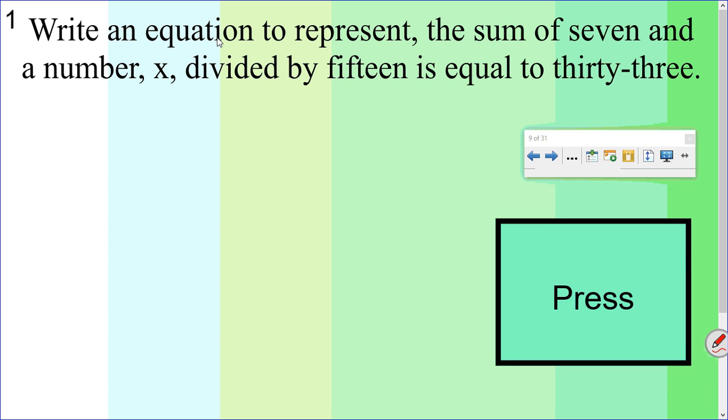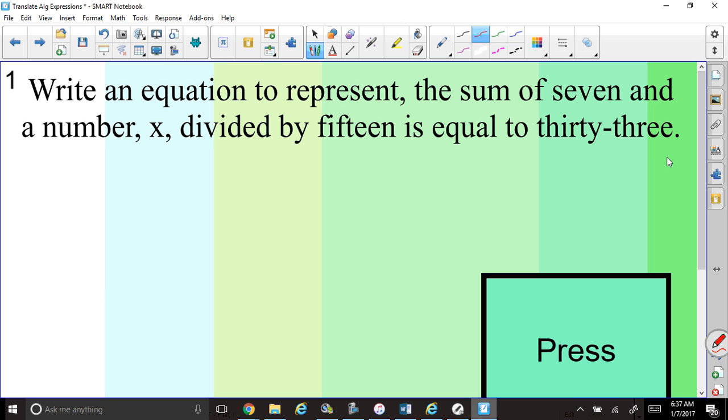Write an equation to represent the sum of 7 and a number x divided by 15 is equal to 33. So let's get started. We have to write an equation.